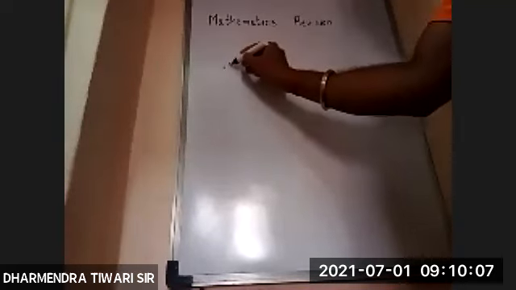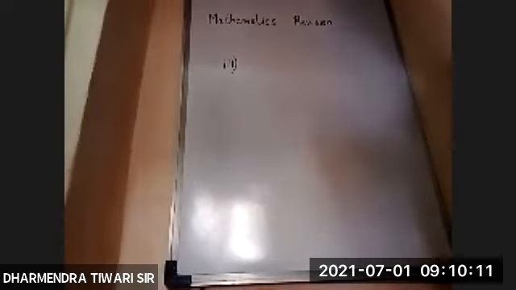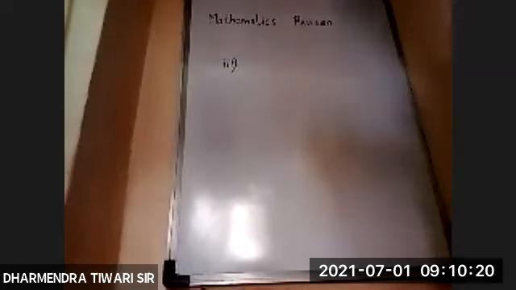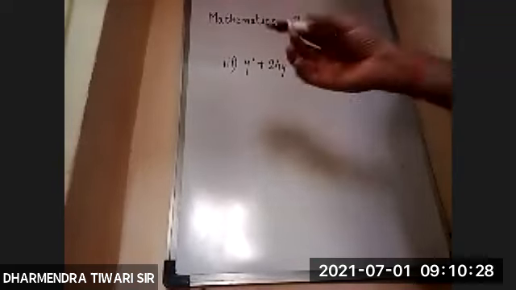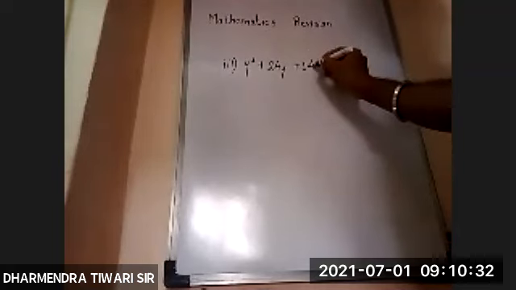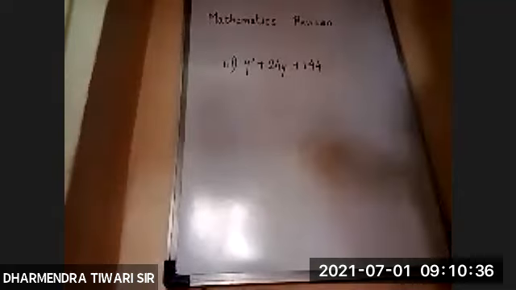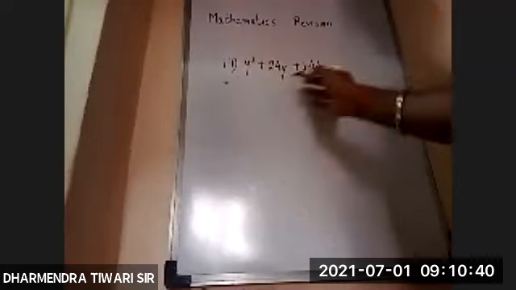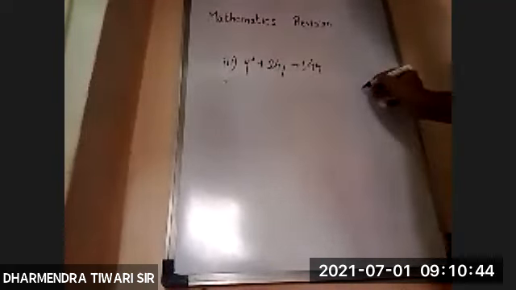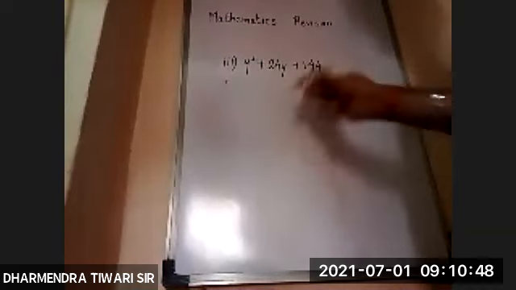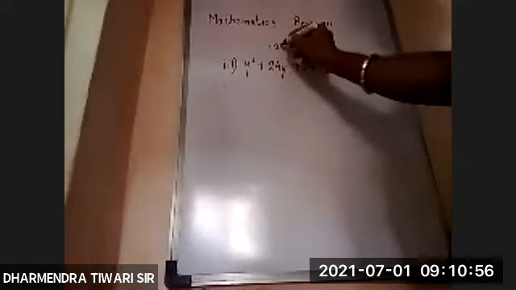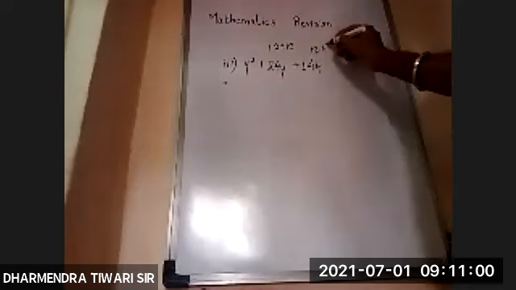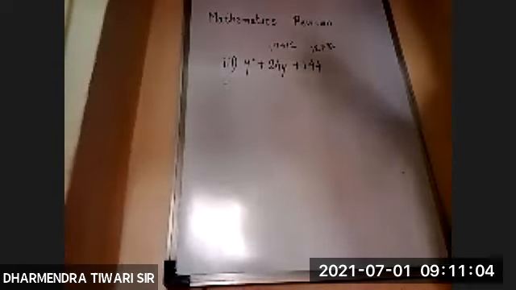Yeah, next. Third example: y square plus 24y plus 144. Now here we will avoid that a into b and all that. We will write clearly: these are the two numbers that after multiplication give me 144 and by addition give me 24. Yes, 12 plus 12 gives me 24 and 12 into 12 gives me 144.